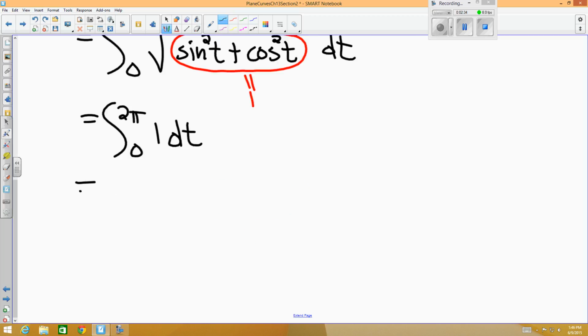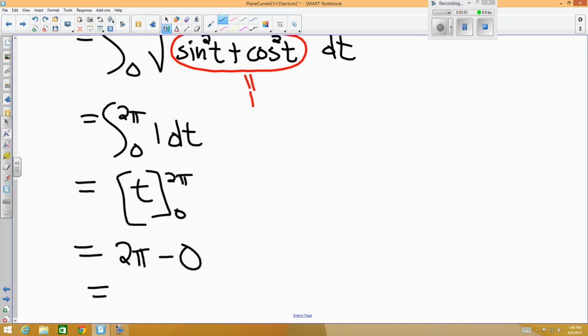When you integrate that, the antiderivative of 1 is t, and we're going to evaluate that from 0 to 2 pi. So remember that we plug in the top number first, the upper limit of integration, which in this case is 2 pi. Then you subtract and you put in the lower limit of integration, which is 0. So our arc length in this case is 2 pi.